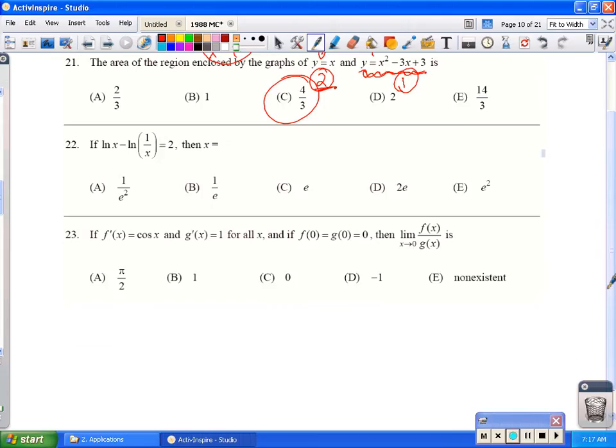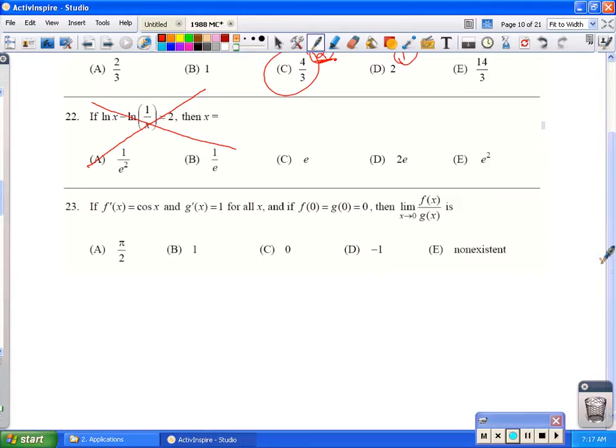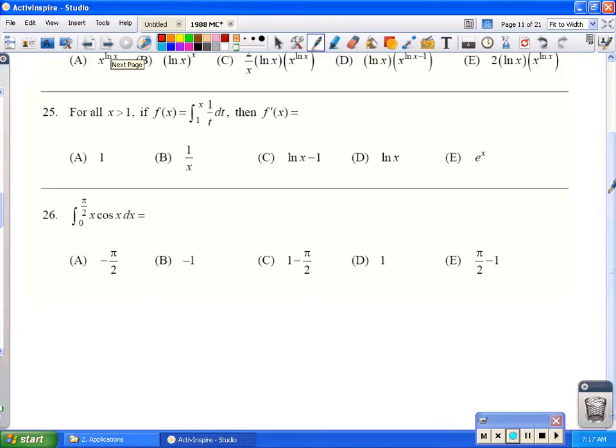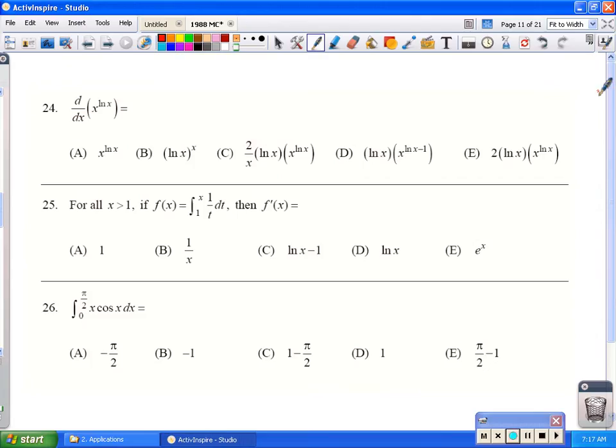Number 22 is a log equation to solve, and they don't ask us to simply do pre-calculus questions anymore on the AP test. Number 23 is an old concept that they don't ask us anymore called L'Hopital's rule. It's a BC topic now, so we won't get into that. 24, when I find the derivative of x to the ln of x, we have a formula for finding the derivative of things like 2 to the x. When the base is constant, we have a formula for that.